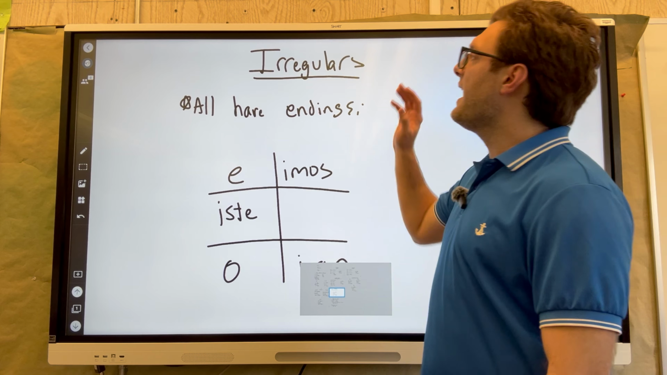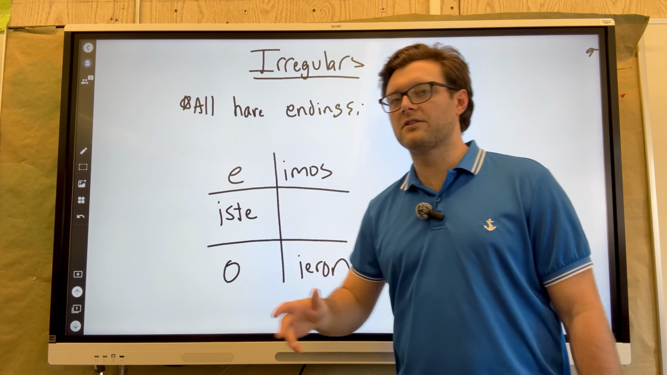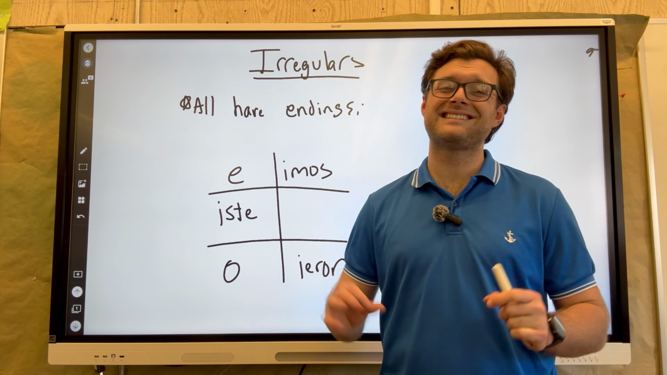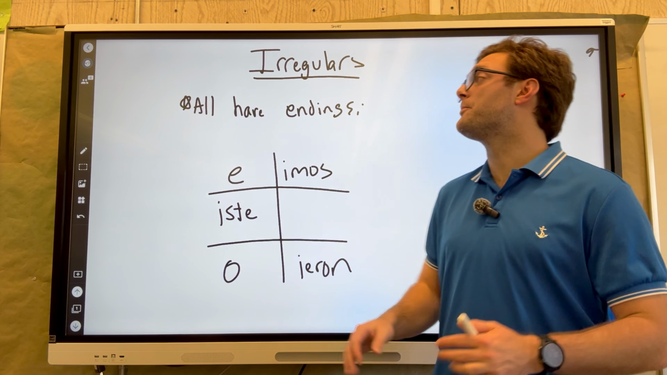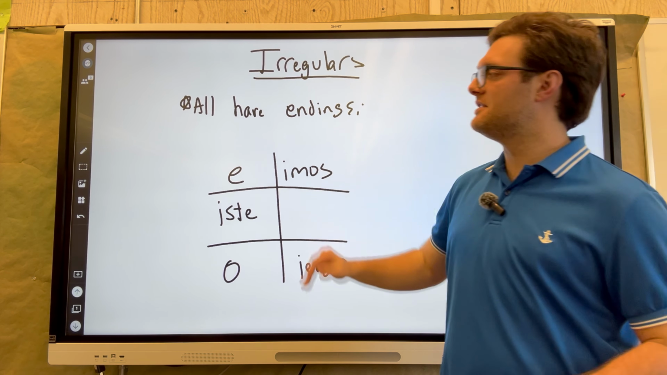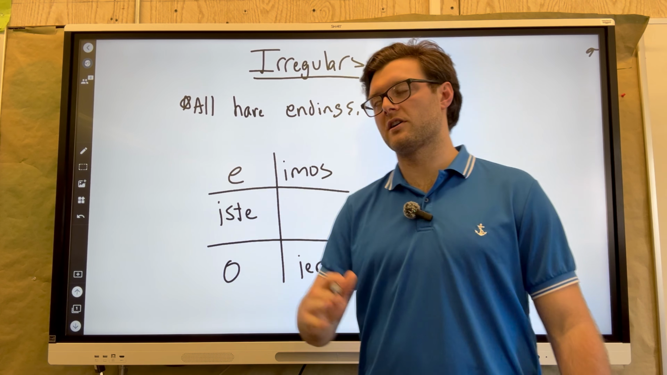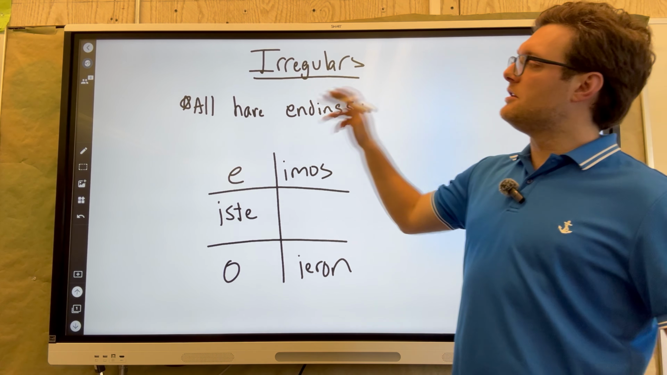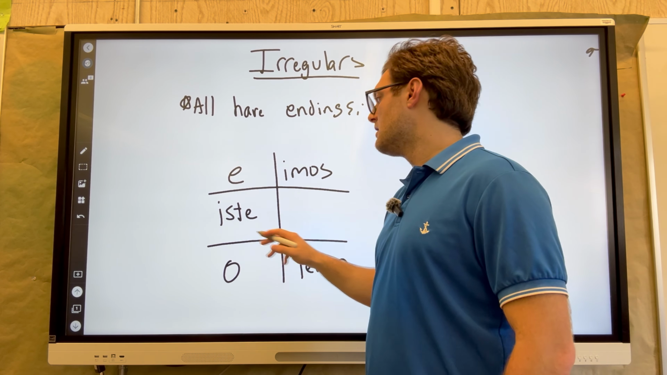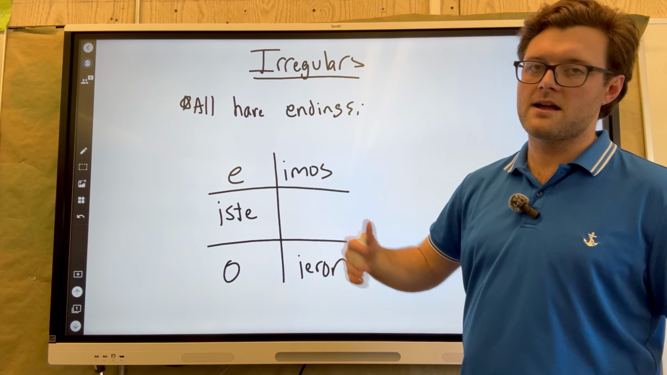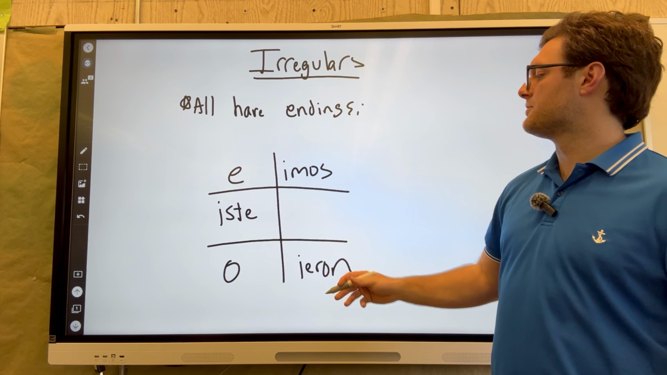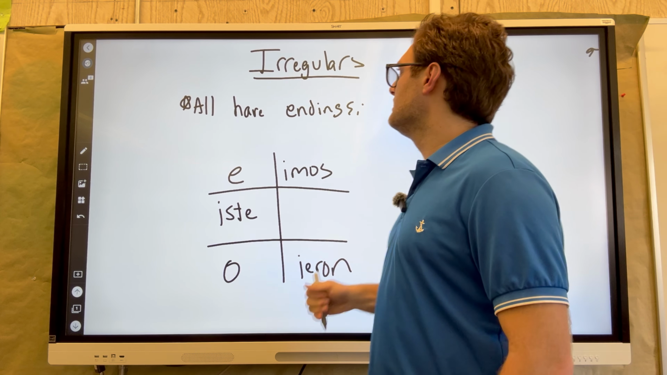So we have now our irregulars, and the irregulars in the preterite are quick. There's only a few of them. So for the preterite, every irregular is going to have these endings except for our J's, which we'll talk about in a second. In the yo form, it's going to be the letter e. In the tú form, it's iste. In the third person singular, it's o. Nosotros is imos, and then ellos is going to be ieron.